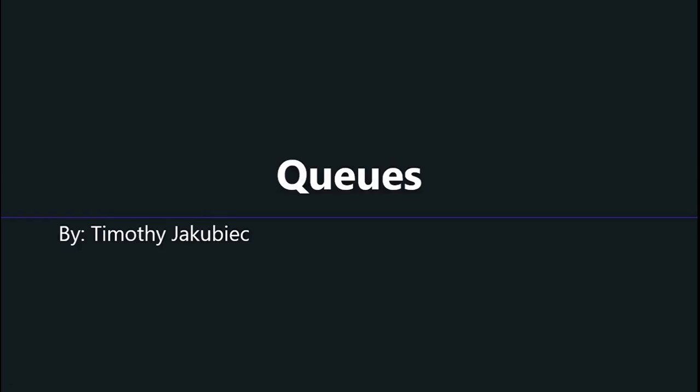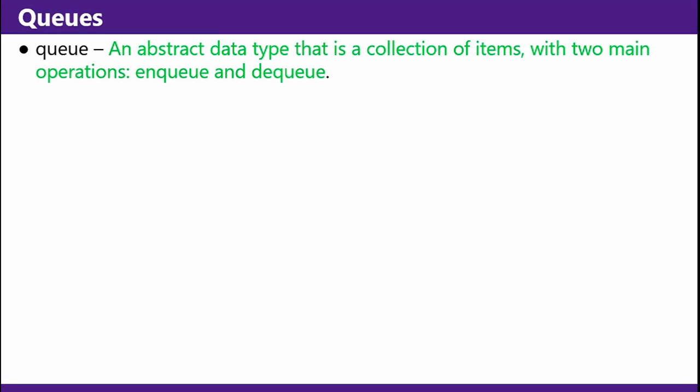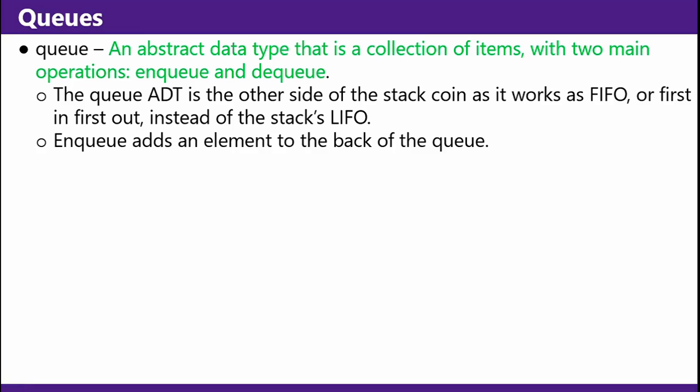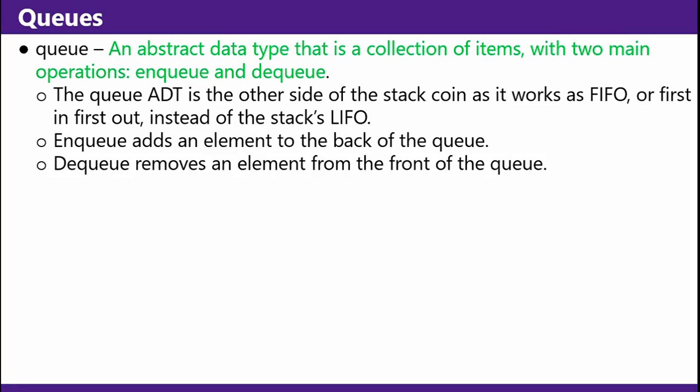This is the next video of Chapter 0 entitled Queues. A queue is an abstract data type that is a collection of items with two main operations, enqueue and dequeue. The queue ADT is the other side of the stack coin as it works as FIFO, or first in, first out, instead of the stack's LIFO. Enqueue adds an element to the back of the queue. Dequeue removes an element from the front of the queue.